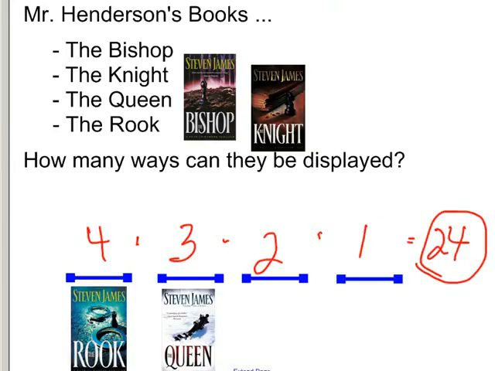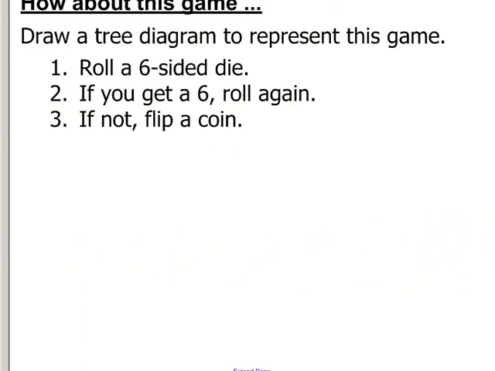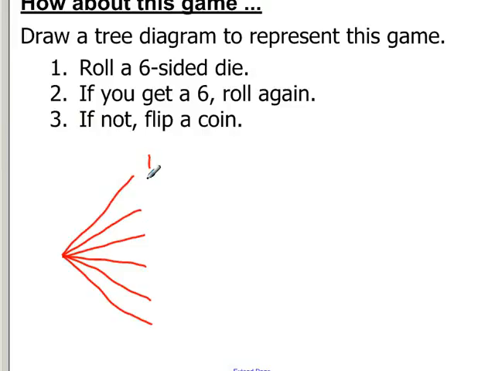So, moving on, almost done, so hang in there. How about this game? There's a game where I roll a 6-sided die. If I get a 6, I get to roll again. If I don't get a 6, I have to flip a coin. Now, this is going to be a larger tree diagram, because right away I have 6 outcomes that I could have. So I roll the die, and there are 6 things that could happen. I could get a 1, get a 2, a 3, a 4, a 5, or a 6.